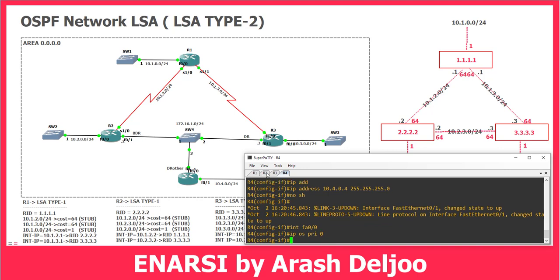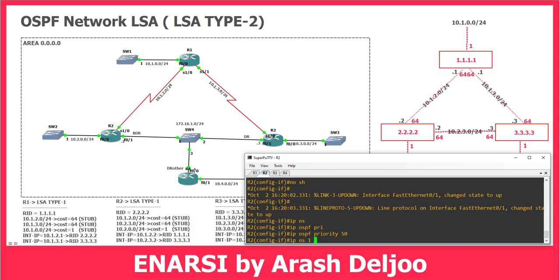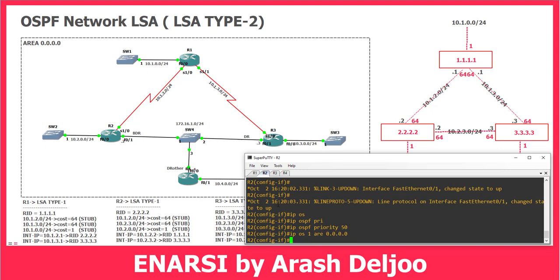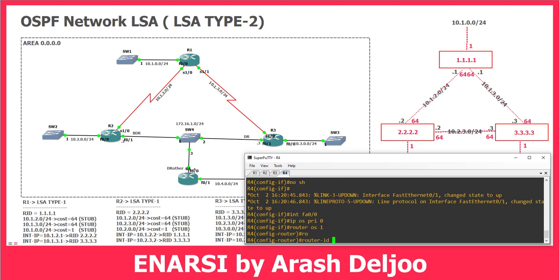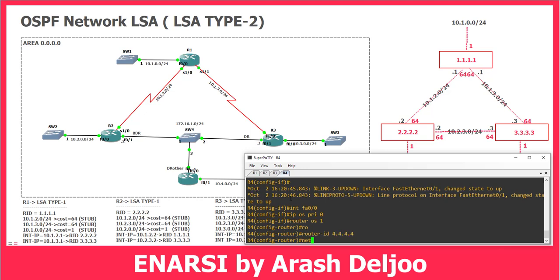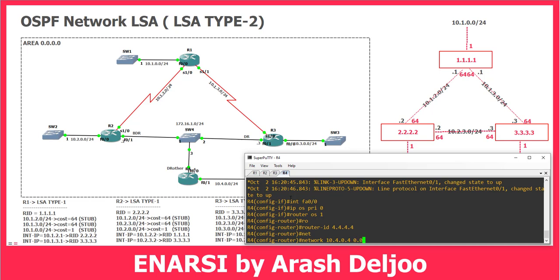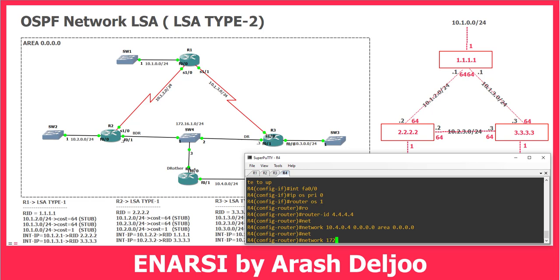Then we can enable OSPF on router 2's interface: ip ospf 1 area 0.0.0.0. Then on router 3, ip ospf 1 area again 0.0.0.0. And finally on router 4, we configure first router ospf 1, then router-id 0.0.0.4, then network 10.4.0.4 0.0.0.0 area 0.0.0.0, and finally network 172.16.1.4 0.0.0.0 area 0.0.0.0.